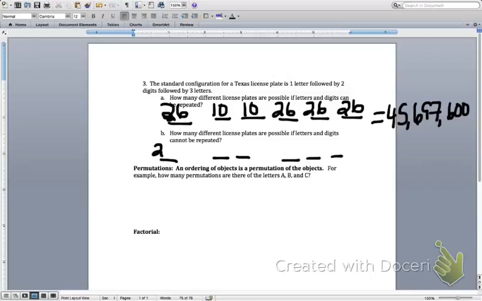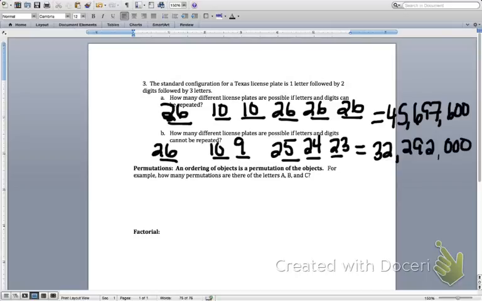I have 26 choices for my first letter. I have 10 choices for my first digit. But since they cannot be repeated, I now have 9 digits for my second number. I have 25 letters for my next letter, 24 for the following, and 23 for the last option. With that, I now only have 32,292,000 options for the Texas license plate if the letters and digits cannot be repeated.